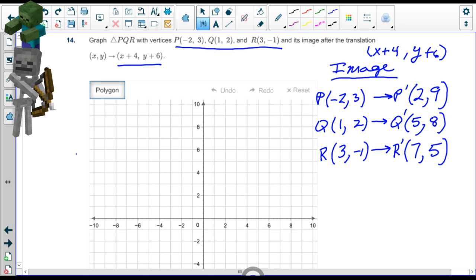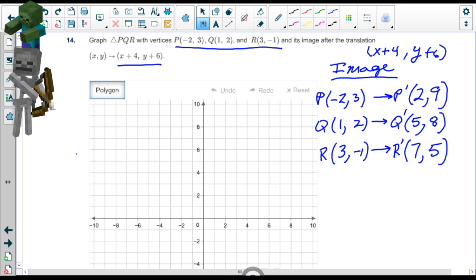Now remember, on Big Ideas, you have to click P a second time, and that tells it, okay, I'm done. Draw the triangle. All right, so then it should draw the triangle for you. And so that's the pre-image.